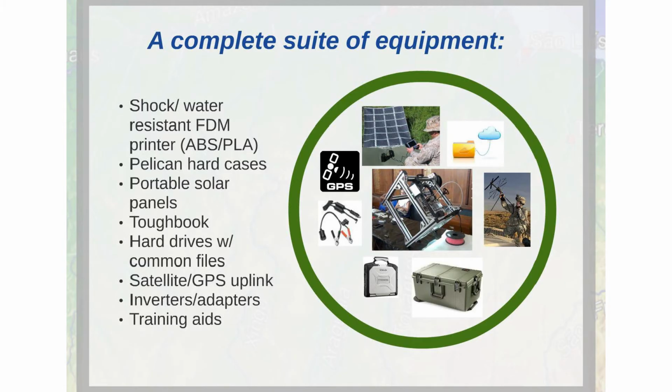All right, so what we're offering is a complete suite of military-grade 3D printing equipment. So it's got a ruggedized, shockproof, water-resistant printer. It's got a Pelican waterproof case. It's got solar panels. It's got all the hard drives, all the software to create any kind of file. It's got all those common use files saved on that hard drive. It's got satellite uplink, a Toughbook. I mean, it's a complete package.